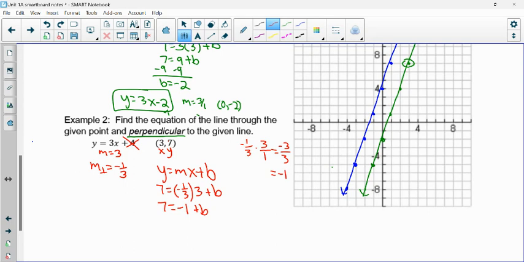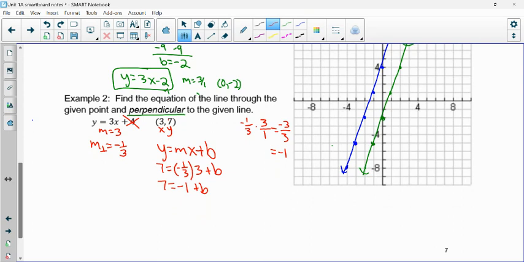All right, to get the b by itself, it's a -1 with the b, so we're going to have to add 1. And we get b equals 8. So our final equation would be y equals our perpendicular slope. Make sure you're using the perpendicular slope, -1/3 x, plus 8. And then we'll graph this in a moment just to double check and make sure that it does what we want it to do.